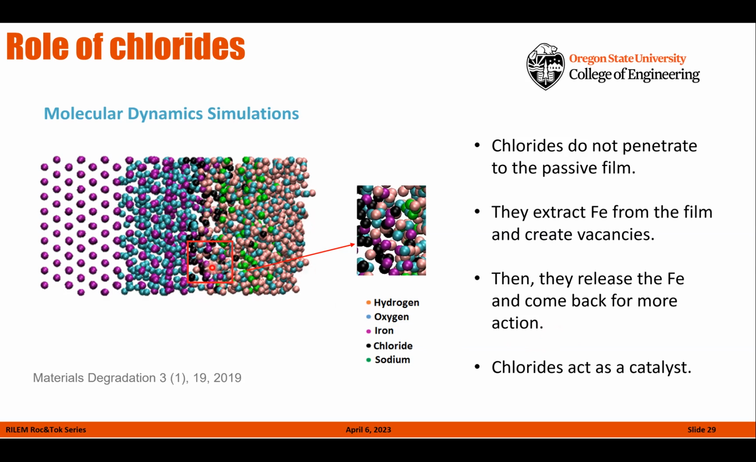And interestingly also, when chlorides extract these iron atoms and create these defects in the oxide structure, they take those iron atoms into the solution and release them, so that the iron oxidizes further in the solution to create corrosion products. But the chlorides are released back into the solution and go back to the surface, and they do additional damage. So in a way, we can define this as a catalytic process. So chlorides act as a catalyst in this process.